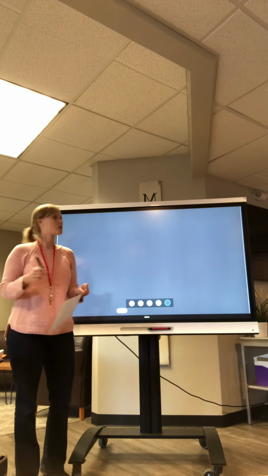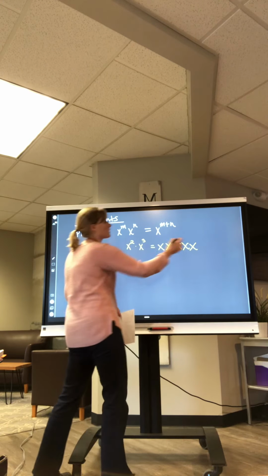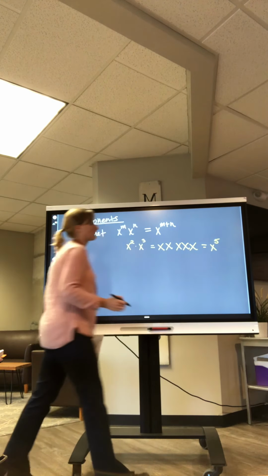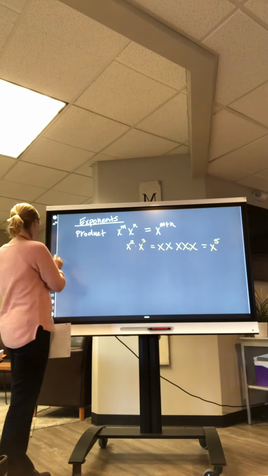The first one is the product rule. If you have two things that are multiplied with the same base, like x to the m and x to the n, then you add their exponents. So it would be x to the m plus n. For instance, if I had x squared times x cubed, this would be 2 x's for x squared, 3 x's for x cubed, so in total it's x to the 5. That's why we add them.